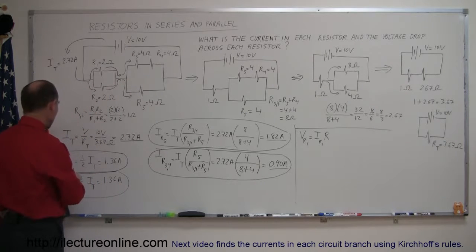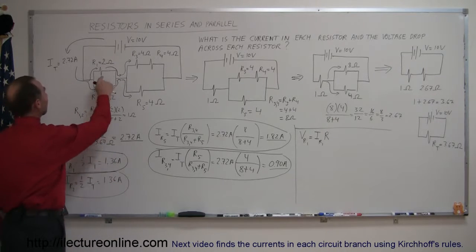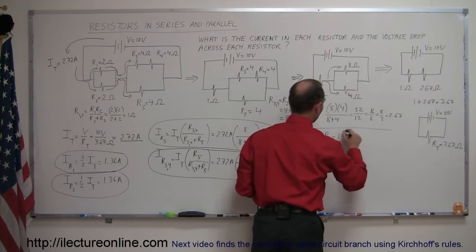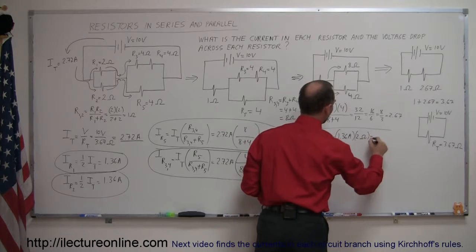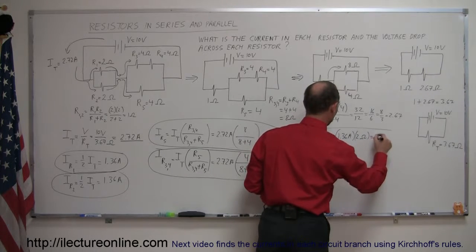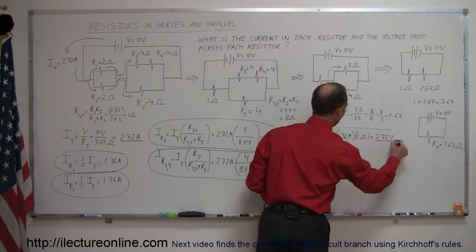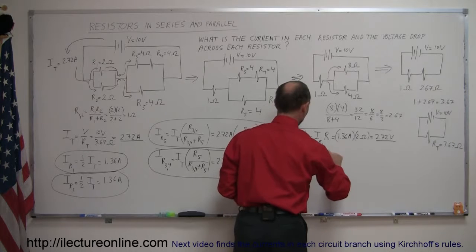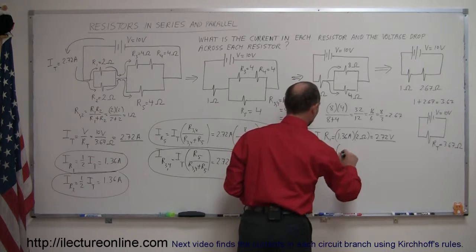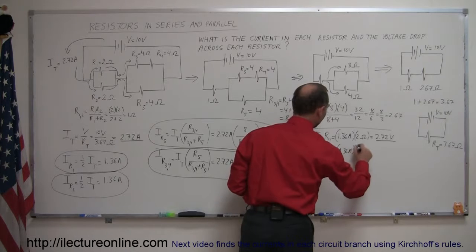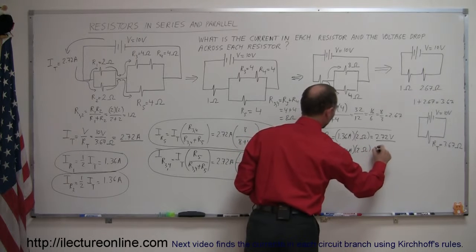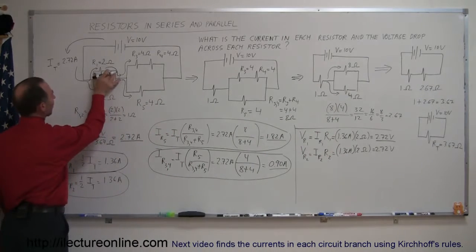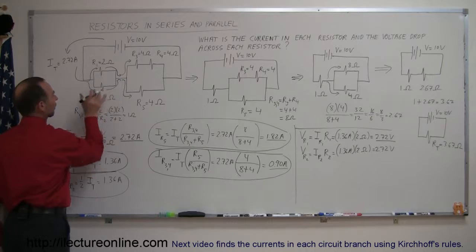So for R1, I is 1.36 amps, and the resistance is 2 ohms. So that would be equal to 1.36 amps times 2 ohms, which is 2.72 volts. And of course, we get the same for R2 because it's the same resistance: I through R2 times R2, which is 1.36 amps times 2 ohms, equal to 2.72 volts. So we have 2.72 volts across this resistor and 2.72 volts across this resistor.